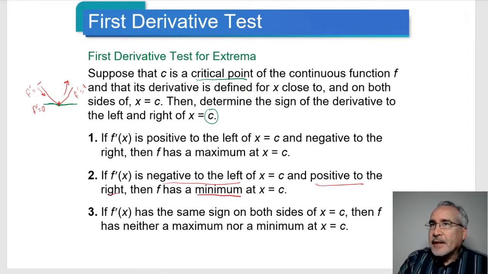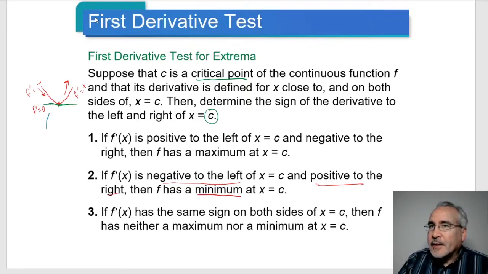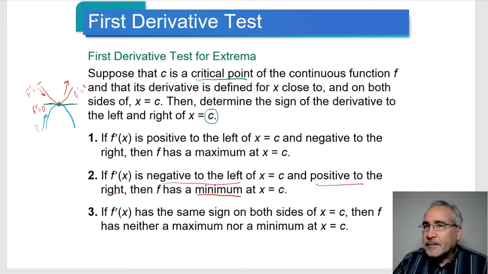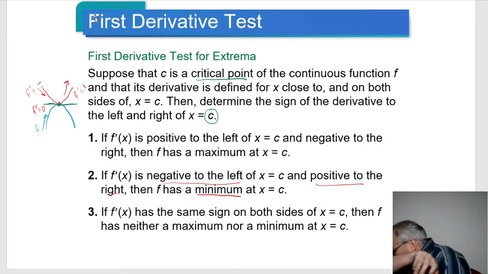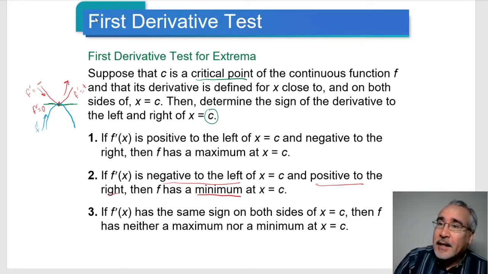If instead we have something that goes the other way, and again, sometimes we find these points without looking at the graph, so we don't know what it looks like, we've got the first derivative being positive.